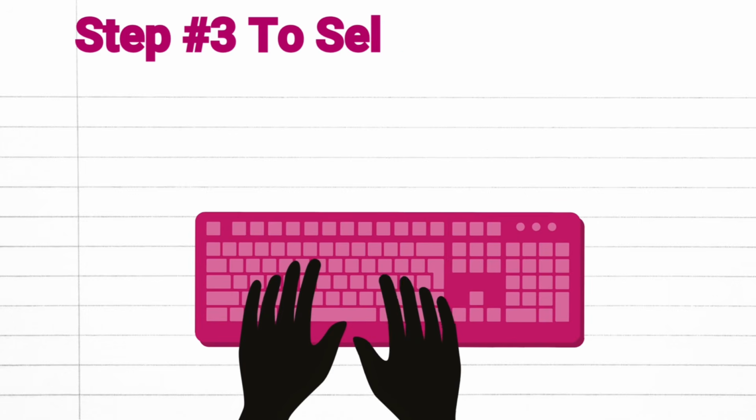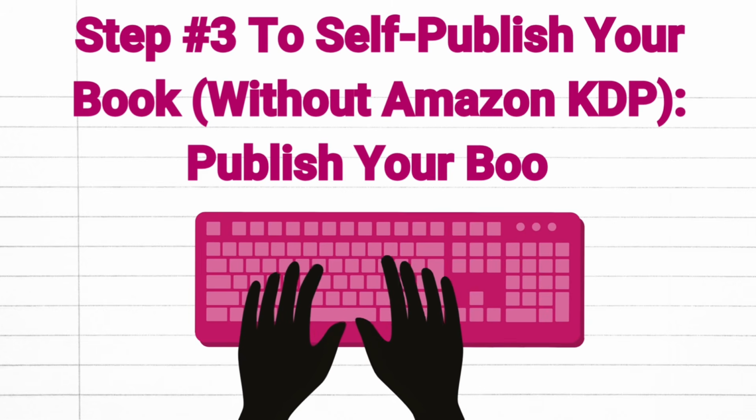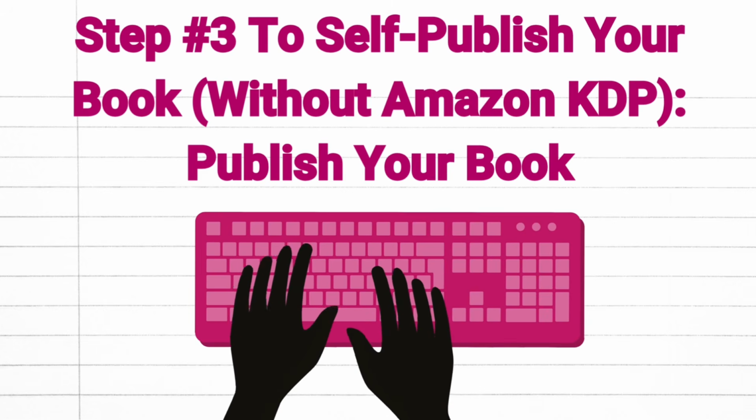Step number 3 for your complete guide to publishing a book in 2025 without using Amazon KDP is to publish your book. Now that your book manuscript is written, it's time for us to publish your book. And all publishing means is to list your book for sale.